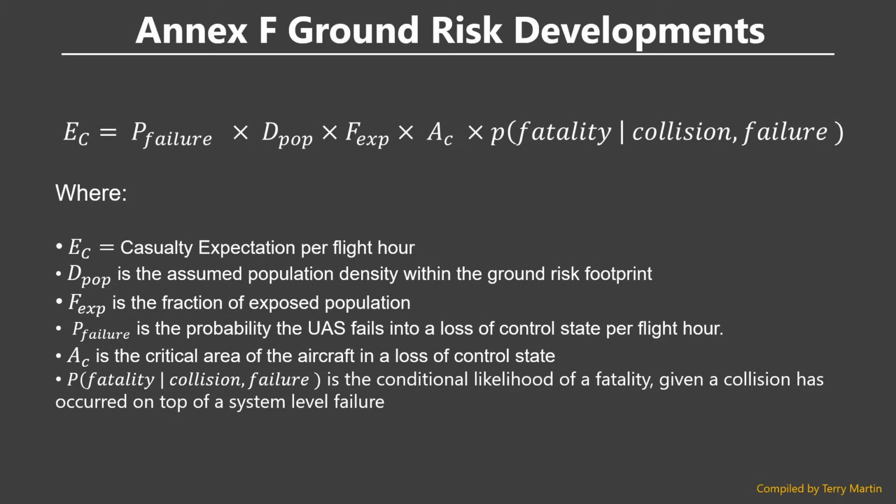That's all delivered using the formulaic framework above, where you can see some intuitive elements like population and casualties, but with a couple of additional variables that probably require a little bit more explanation. So the first is the probability of failure, where it needs to be emphasized that this isn't at the component level, it's at the system level, encompassing all of the things that lead to a loss of control.